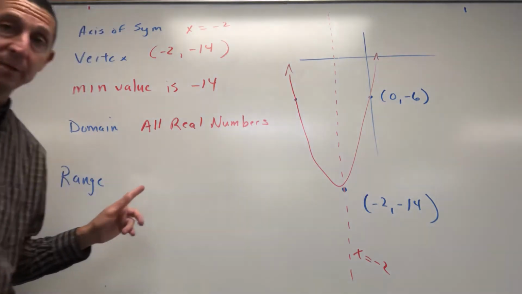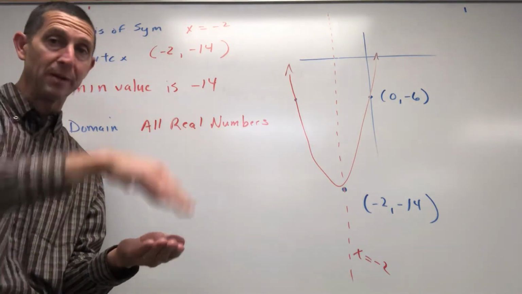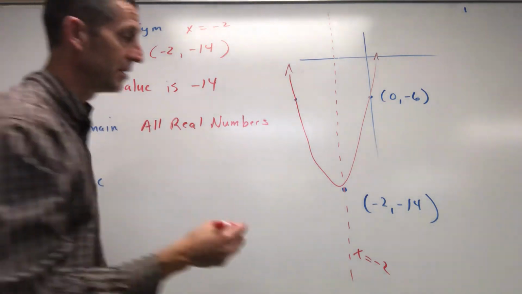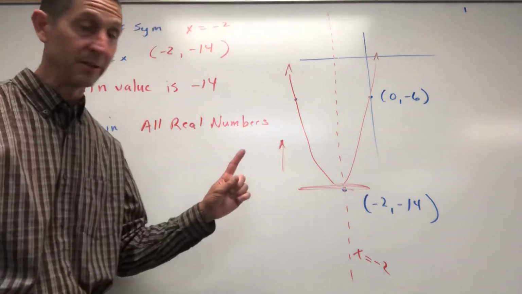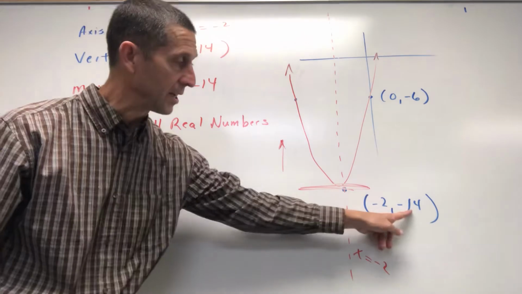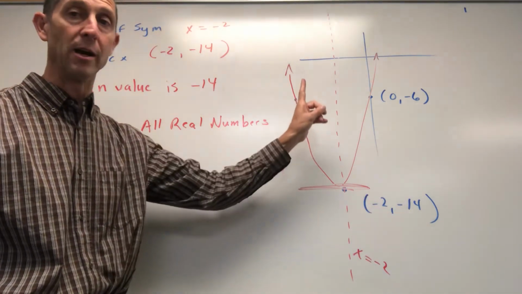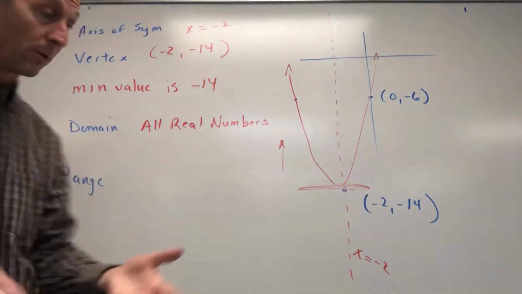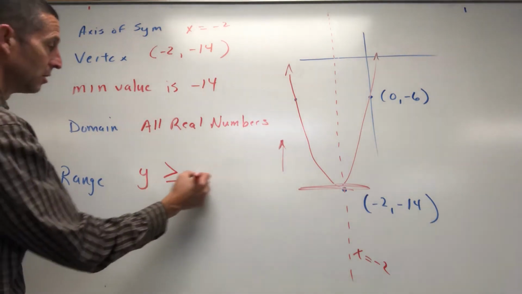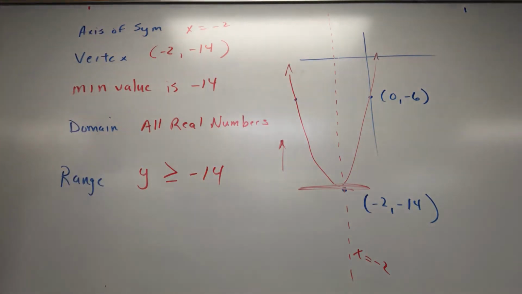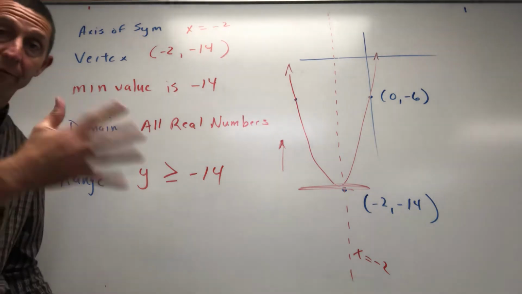Now range, you got to be careful. This is measuring how far up and how far down you go. Because this bottoms out right here. It's got nowhere to go but upwards. So the bottom of this is -14, and then it just keeps going up. So how you can write that for your range, you can just say y is greater than or equal to -14.